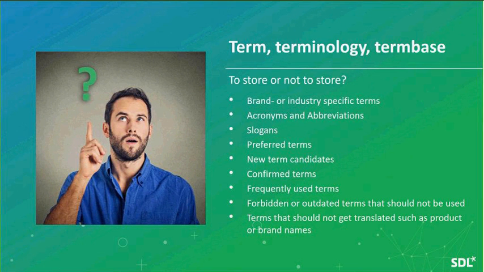Okay, then sometimes people ask me, well, what do I put into a term base at all? Well, you can put brand or industry-specific terms or even specific terms for a specific customer. You can put acronyms, abbreviations, slogans, preferred or forbidden or confirmed or frequently used terms. You could put everything basically into the term base. And it's actually recommended that you record also forbidden and outdated terms in order to be able to use the term base to create what we call a corporate language.